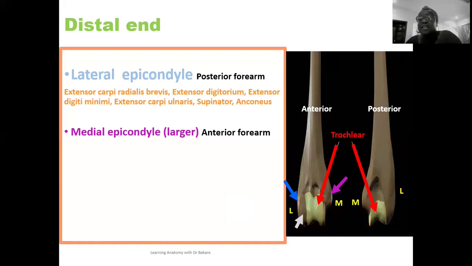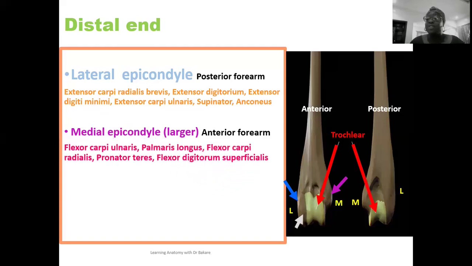These muscles include the extensor carpi radialis brevis, the extensor digitorum, the extensor digiti minimi, extensor carpi ulnaris, the supinator, and also the anconeus. If you look at how these muscles originate and where they insert, you will see that they are related to the lateral epicondyle of the humerus.